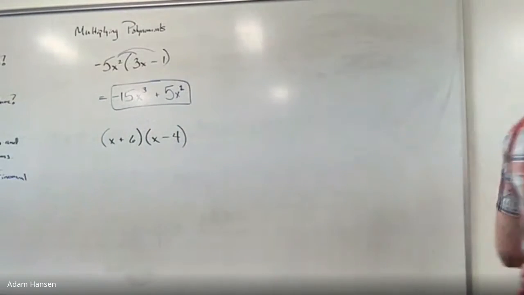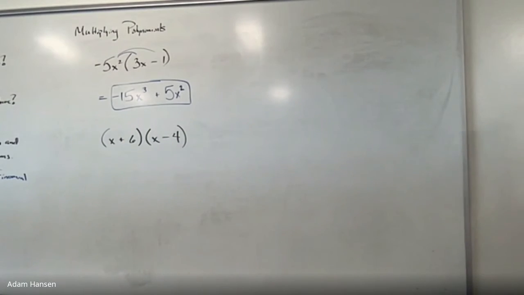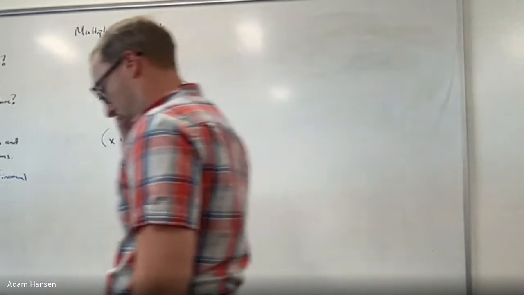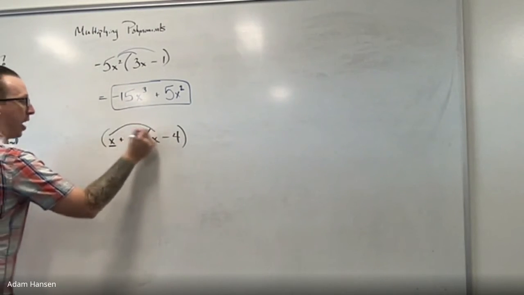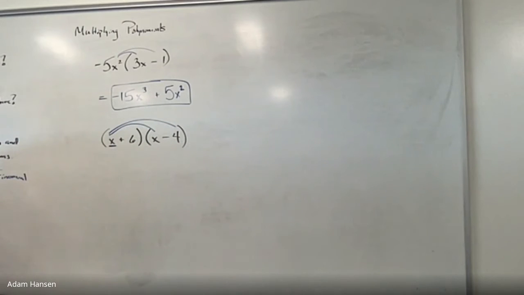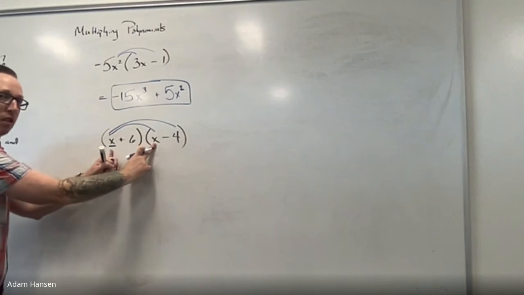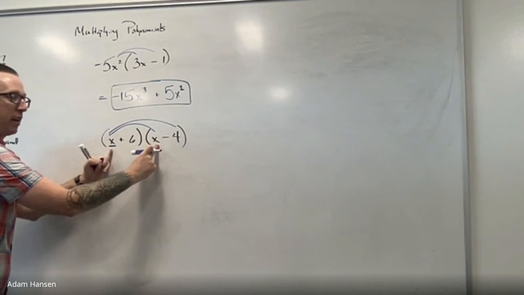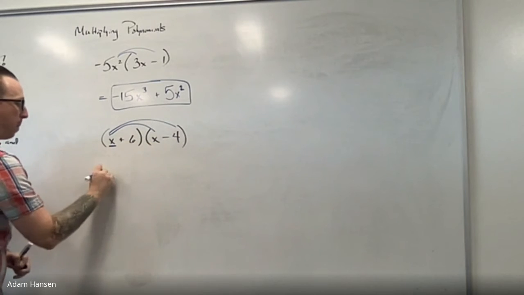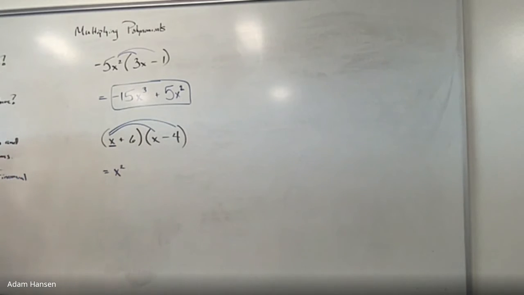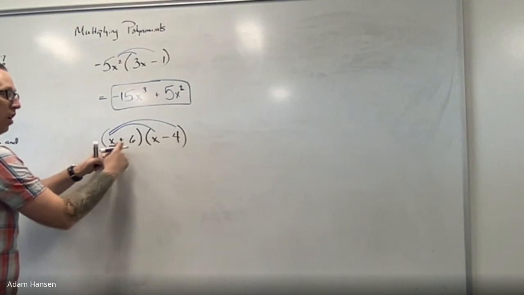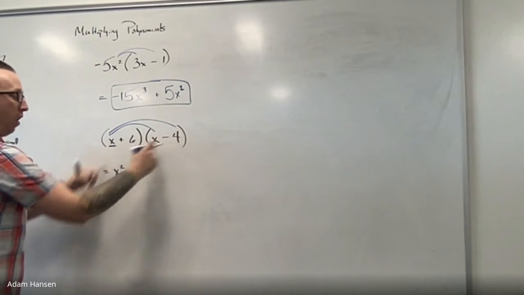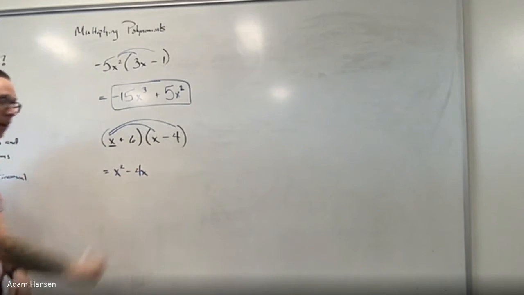Another one here. Multiply quantity x plus 6 times x minus 4. I have to distribute twice. Multiply the x times the x and the negative 4. Zoe, what's x times x? X times x makes x to what power? Good. Okay, I distribute the x times the x. Now take the x times the negative 4. X times negative 4 is negative 4x.